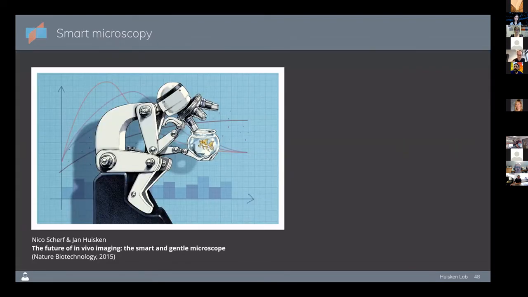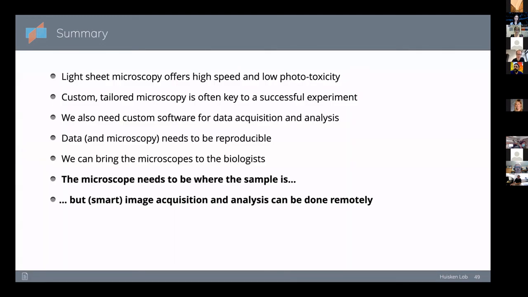And this, of course, is also in line with this idea of smart microscopy, where you have the ability to analyze the data on the fly and then give feedback to the instrument to acquire meaningful data, increasing the information content in the data and acquiring less redundant data. So the microscope should be where the sample is, but the data acquisition and analysis could be done remotely by other people if you want.